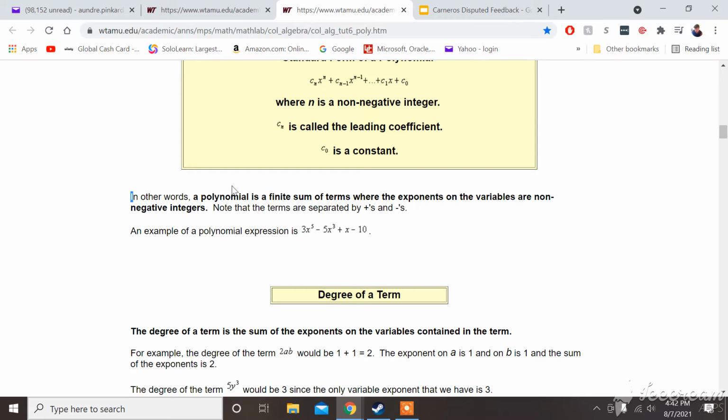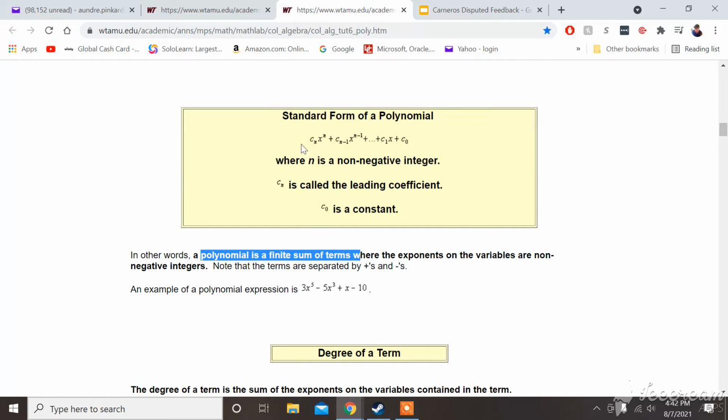In other words, a polynomial is a finite sum of terms where the exponents on the variables are non-negative integers. Note that the terms are separated by pluses and minuses. A polynomial is a finite sum of terms. So this is basically not infinite. The exponents on the variables are non-negative integers.